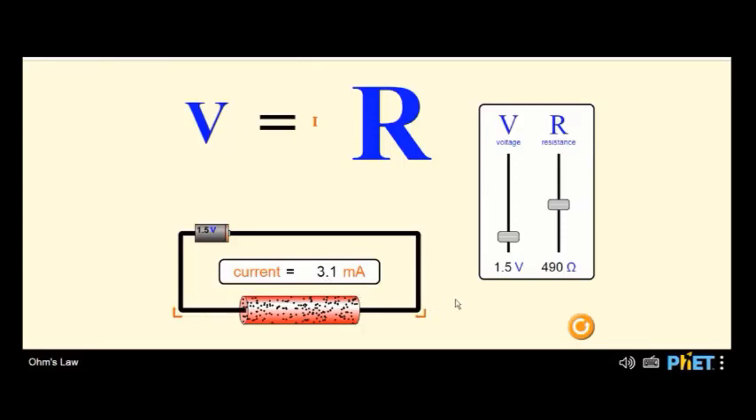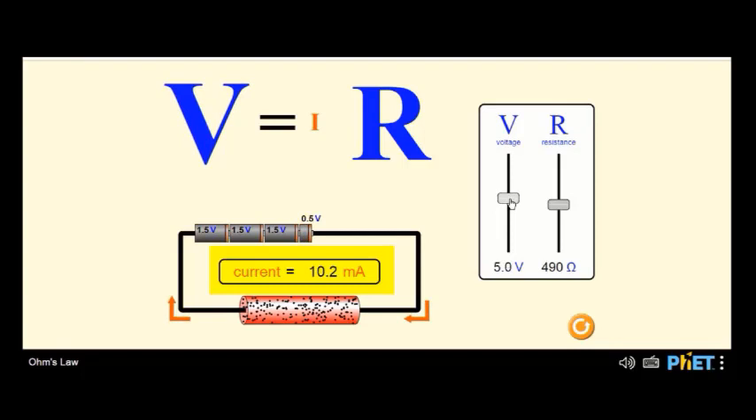Now let's watch this simulation that shows the relationship between the three factors. As we increase the voltage, the current increases. Now the voltage is equal to 3 volts, the current is equal to 6.1 milliamperes. As we increase the voltage more, the current carried by the resistor increases more. Here we are using the same resistor.